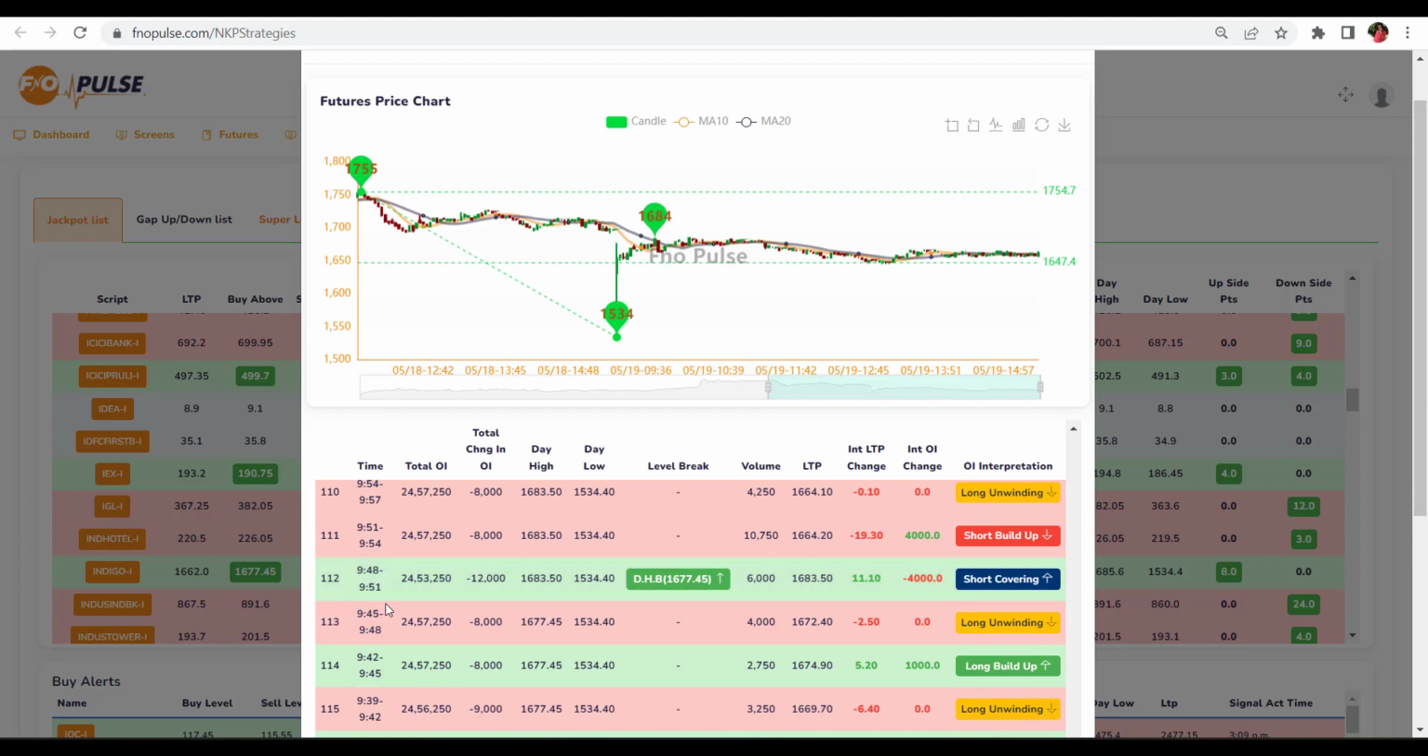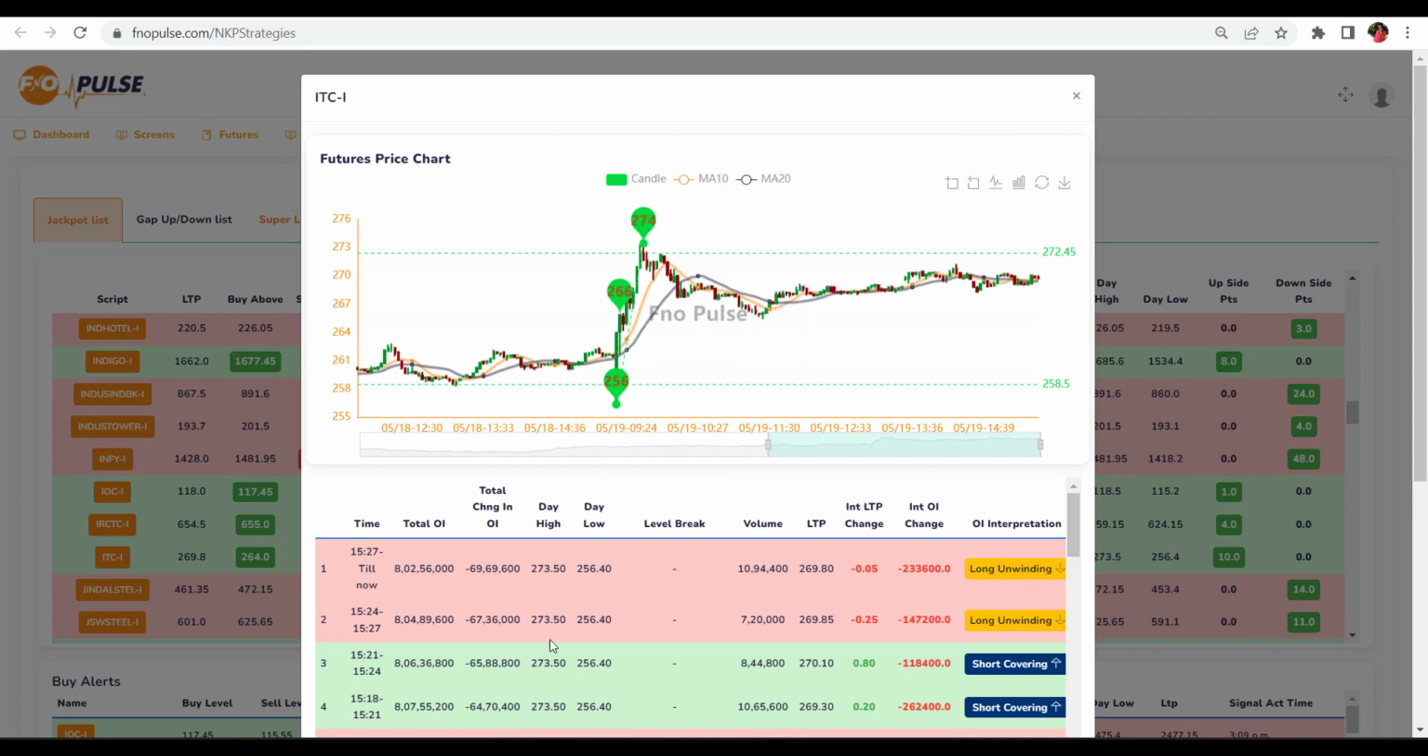Wherever the background is green, it is a 3-minute green candle. Red color is a 3-minute red candle. So according to this, you will be executing a trade. You get almost 9 points profit in intraday trading itself.